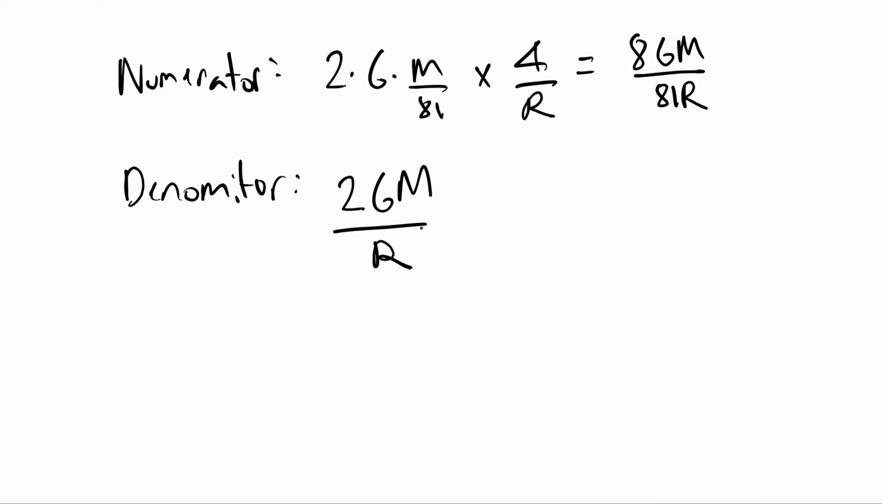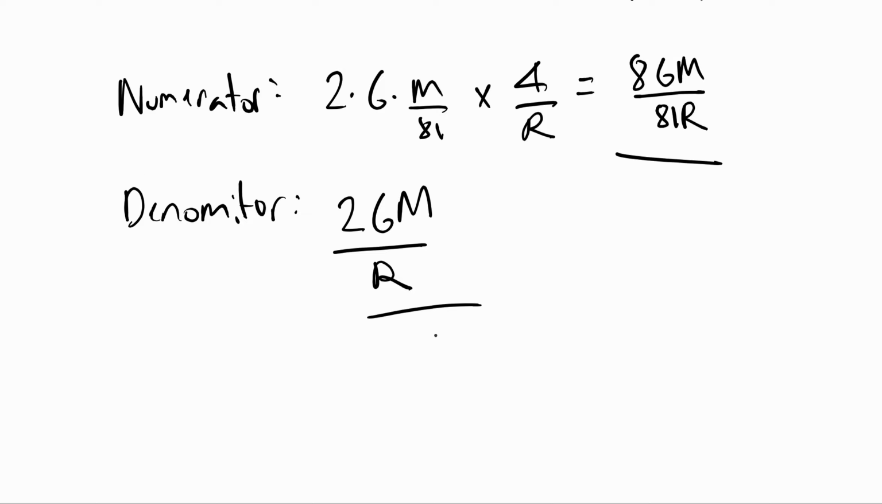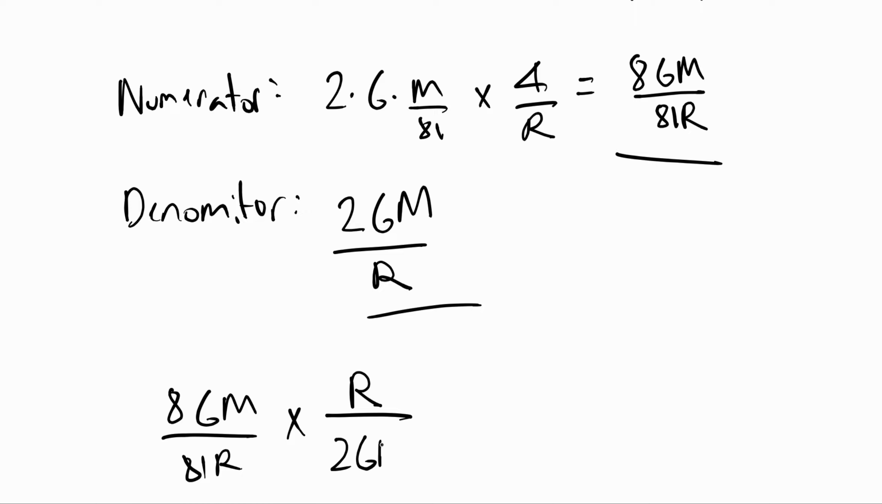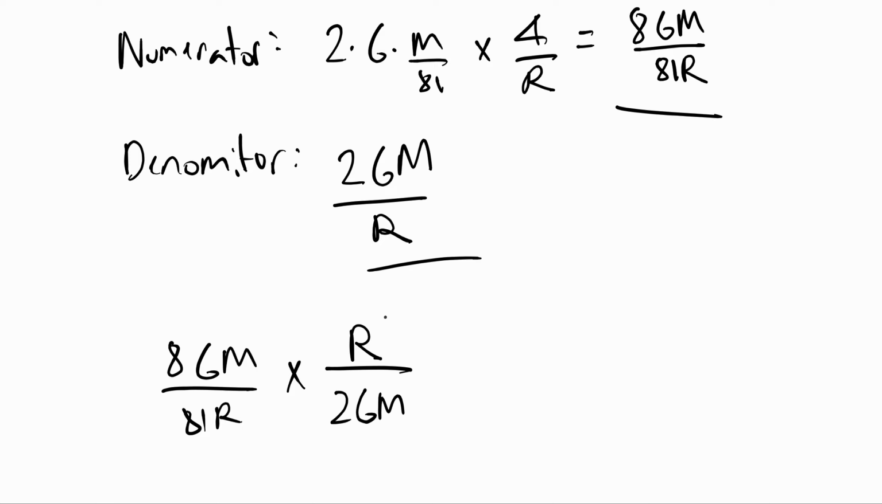So let's divide these two together, this expression by this expression. We get 8GM over 81R multiplied, we take the reciprocal, so R over 2GM. Let's cancel stuff out, R, GM, GM. So we are left with simply, and 2 gets cancelled out of 8, which becomes 4. We get 4 over 81.